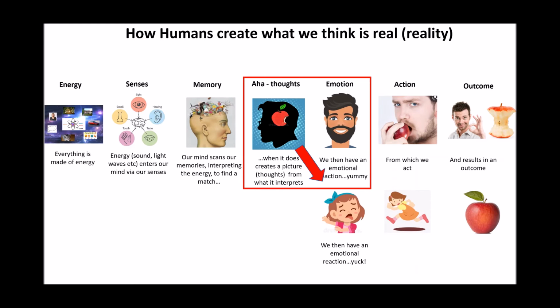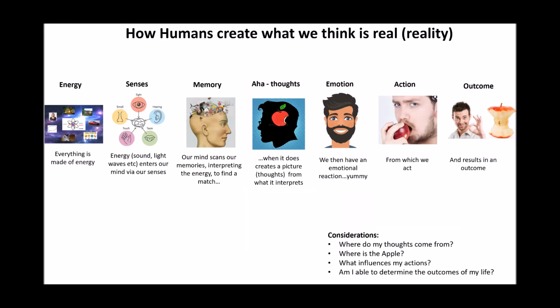So we've got two examples here. They both thought it was an apple. One's emotional reaction was, yeah, that's nice, and they've eaten it. The other person's emotional reaction to that thought was yuck, and they run away. So the conclusion I came to was that the determination of my actions is my thoughts and my emotions. As we can see, there are two different actions based on the same situation.